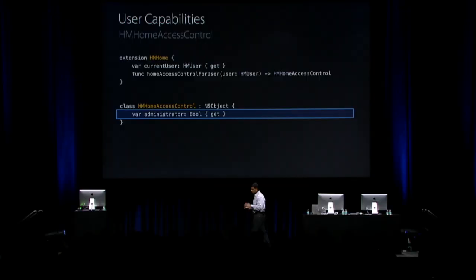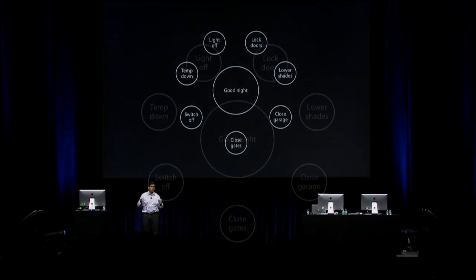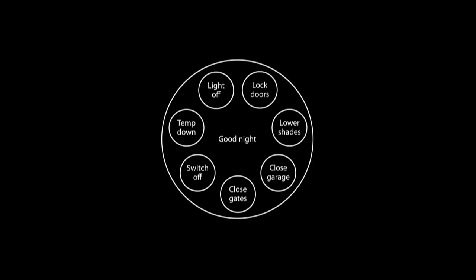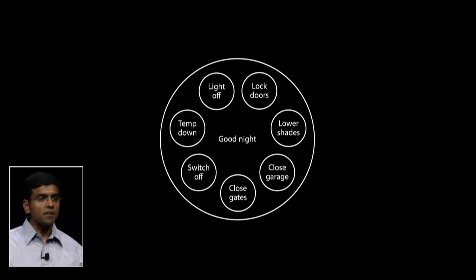Moving on, let's talk about a great feature in iOS 8, scenes. Now, scenes allow our customers to control multiple accessories with a single command. So I can have a good night scene that switches off all the lights, secures my home, and sets the temperature down to a comfortable level with a single command. This is a really powerful feature. And in iOS 9, we want our customers to use this even more.